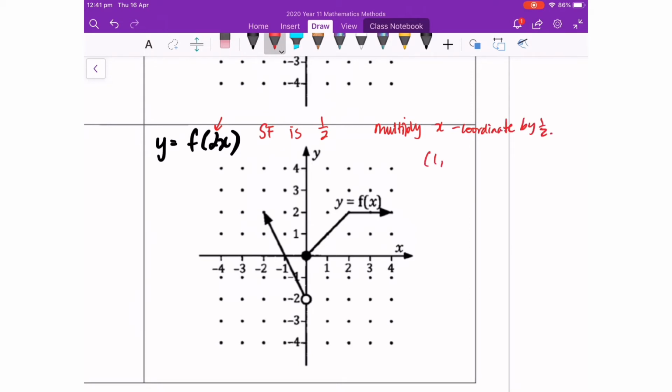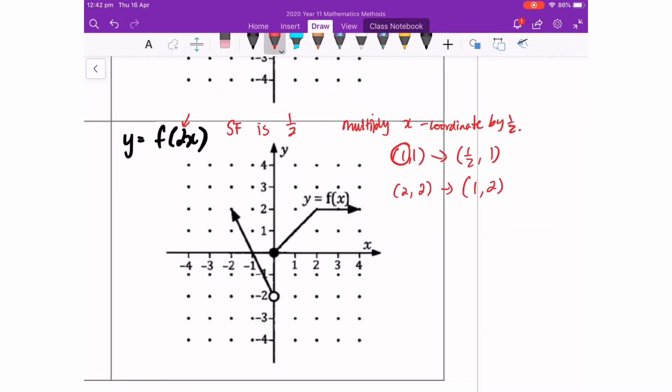So let's look at my example. I've got (1, 1). That's going to become (1/2, 1), so this x coordinate multiplied by a half. 1 times a half is a half. So that's going to be my first example there. Then I'm going to have my next one, which is (2, 2), for example. That's going to become (1, 2).